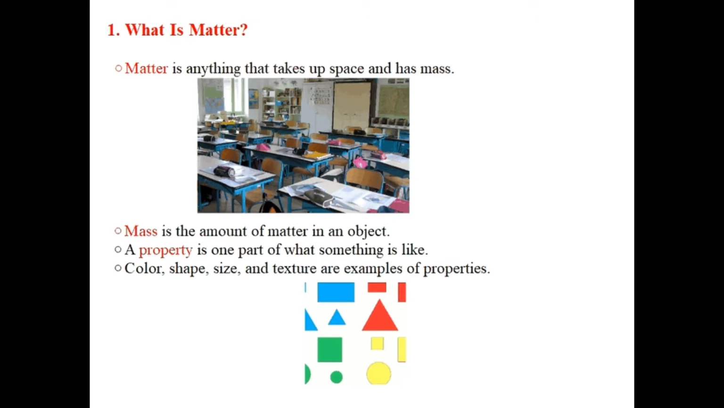Now, mass is the amount of matter in an object. It indicates how hard it is to move the object. And mass is measured by using a pan balance.